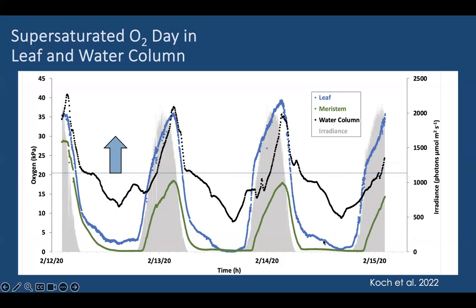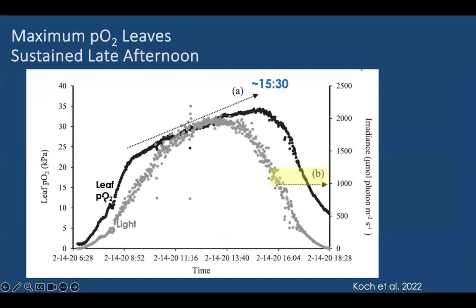You can also see that the oxygen goes very low during the night, which we weren't exactly expecting. But so long as the water column oxygen stayed up, and there was enough oxygen in the leaf, we really didn't see sulfide intrusion at those sites. We also observed some interesting things about the leaf oxygen maximum. It was able to be sustained until the late afternoon.